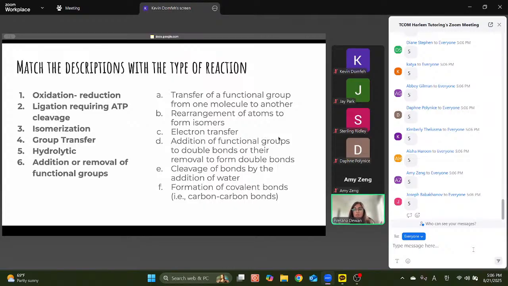And then the last one, formation of covalent bonds. Yep, that one is referred to as ligation, and it does require ATP to perform those covalent bonds to be formed. So just make sure again you know all these types of reactions. It's possible for them to ask a question about this as well, and you should be able to identify it. But they're pretty straightforward. Let's move on to the next one.